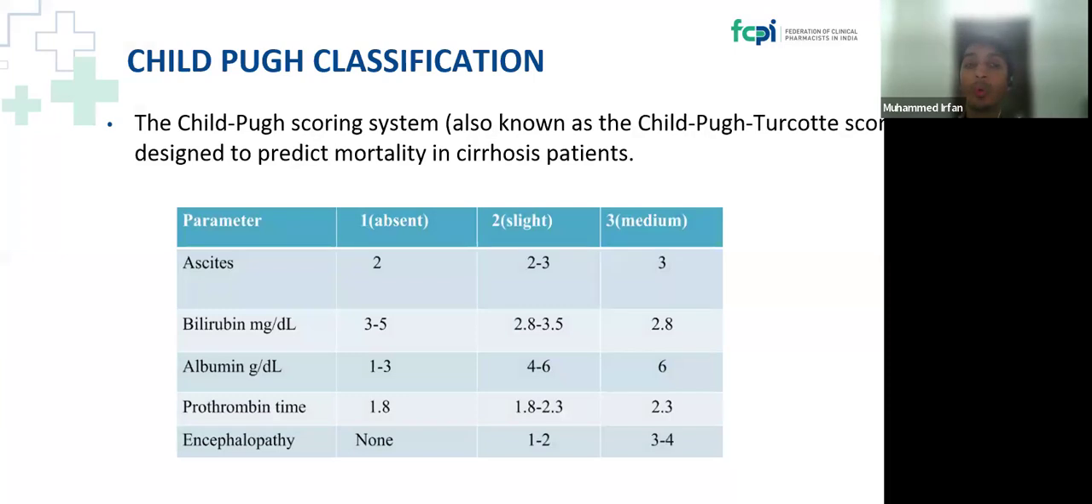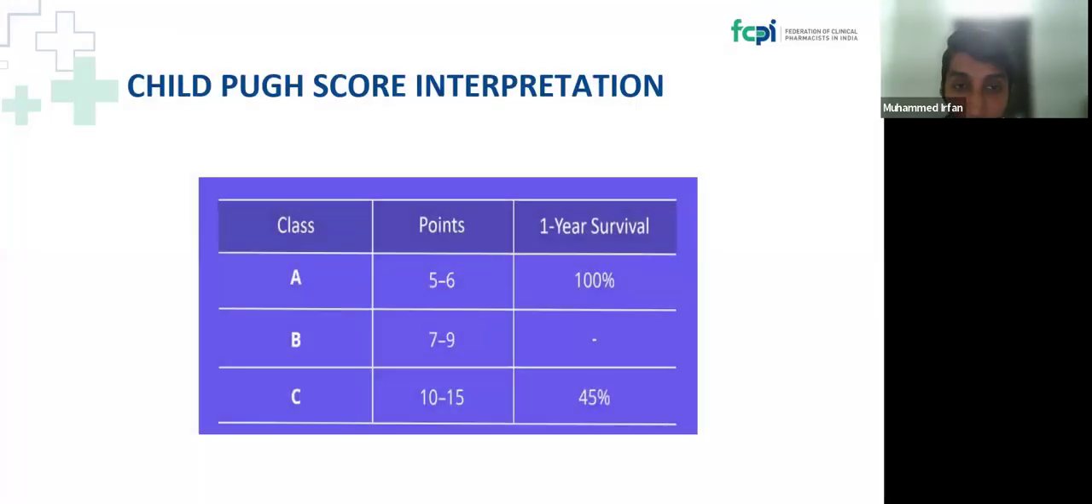We also use a scoring system in CLD patients, that is cirrhotic patients. We give points for bilirubin, albumin, prothrombin time, and encephalopathy in the Child-Pugh classification. If the points are between 10 to 15, it comes under Child-Pugh score C. If between 7 to 9, it comes under Child-Pugh score B. And if between 5 to 6, it comes under class A.